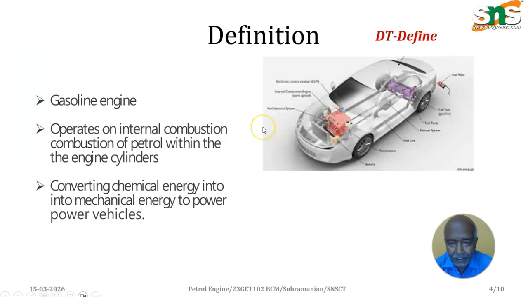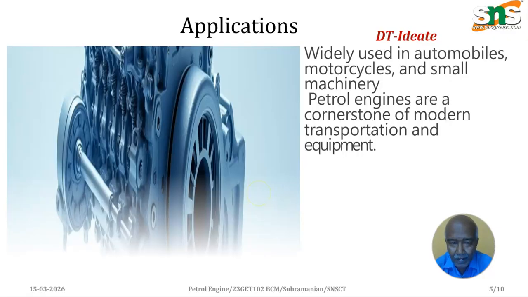Here is the definition of the gasoline engine, or the petrol engine. It operates as an internal combustion engine, burning petrol within the engine cylinder itself. It converts the chemical energy into mechanical energy, which in turn is given as power to the vehicles. Internal combustion engines are most widely used in automobiles, motorcycles, and, rarely, small machineries also. Petrol engines are a cornerstone of modern transportation equipment.